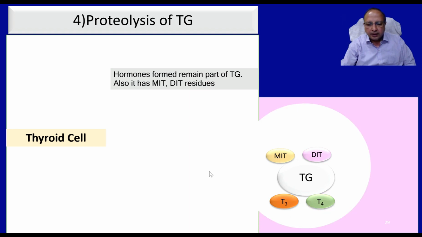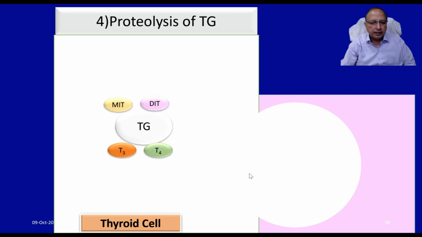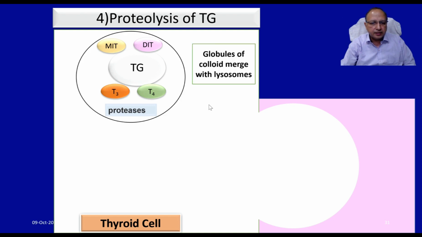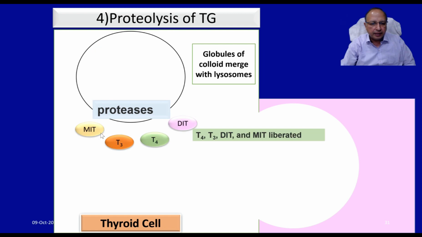coupled with it. This endocytosis into the thyroid cell will occur, and with this endocytosis into the cell, they will be acted upon by proteases located in the lysosomes. They will fuse together and then cause the release of these MIT, DIT, T3 and T4 hormones. They will be liberated within the thyroid cell.